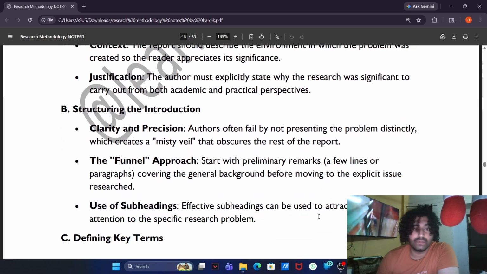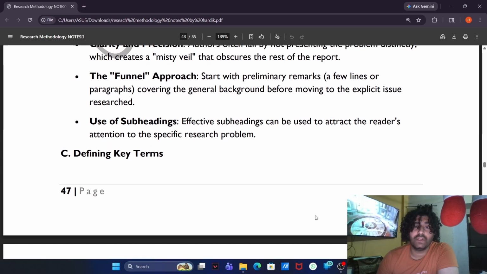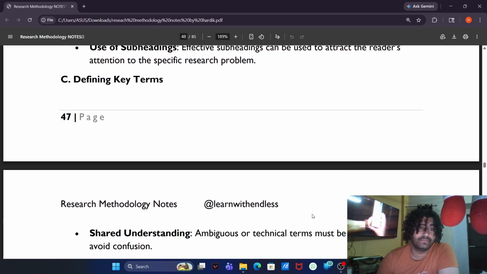Structuring the introduction. Clarity and precision. Authors often fail by not presenting the problem distinctly, which creates a misty veil that obscures the rest of the report. The funnel approach. Start with preliminary remarks, a few lines or paragraphs, covering the general background before moving to explicit issues. Use subheadings effectively. Subheadings can be used to attract readers' attention to the specific research problem.